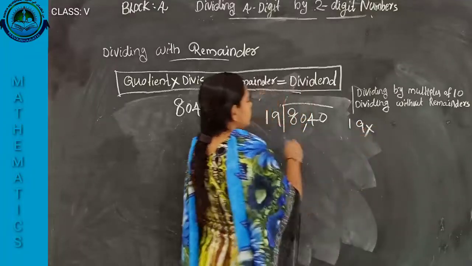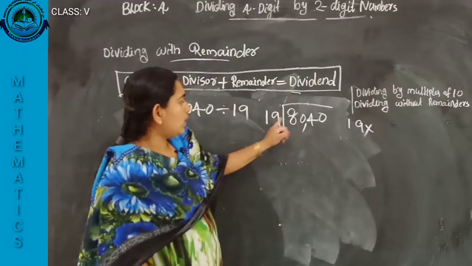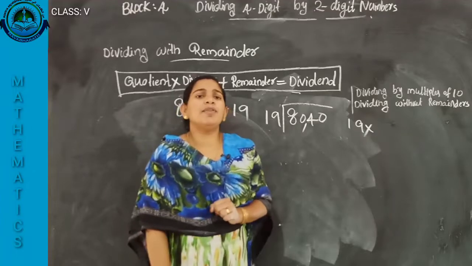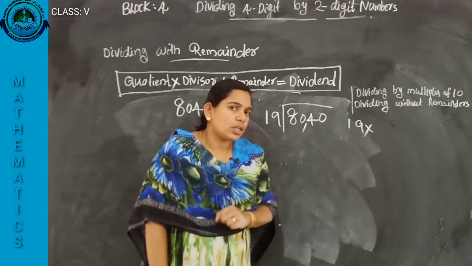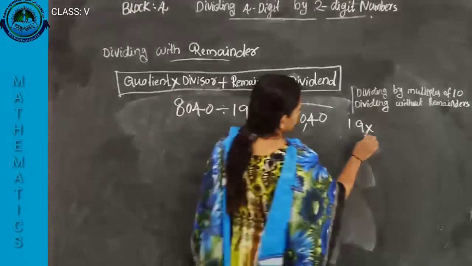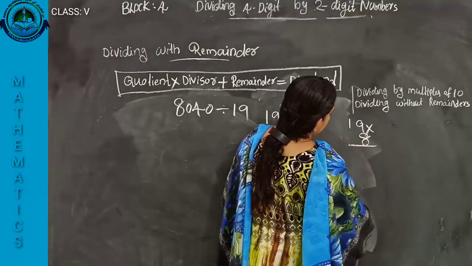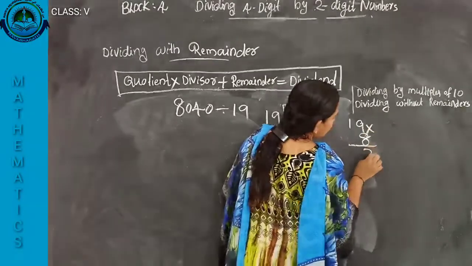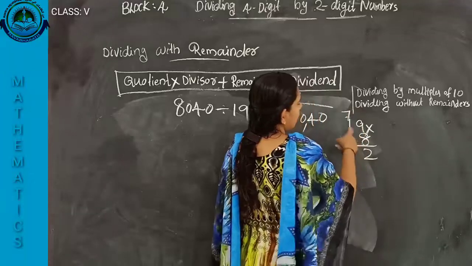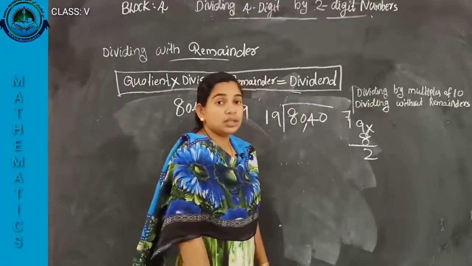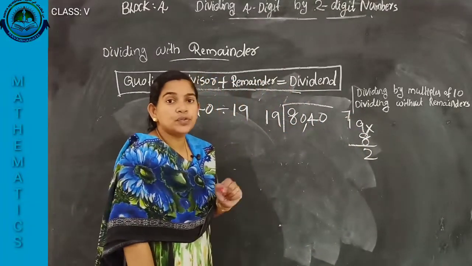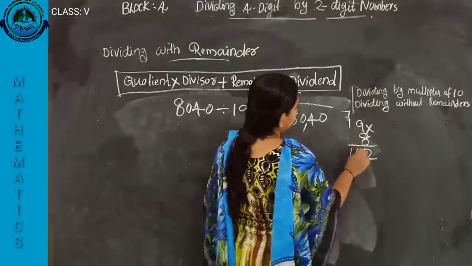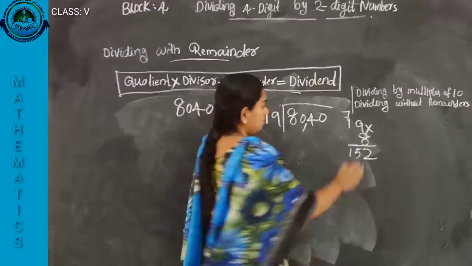19 into which number do we want to multiply? Here look, 1, here 8. Which number do we multiply with 1? We will get 8. So we will check 8. 8 into 9, 72, 7 carry, 8 plus 7, 15. So it's not possible. So we will check the next number.